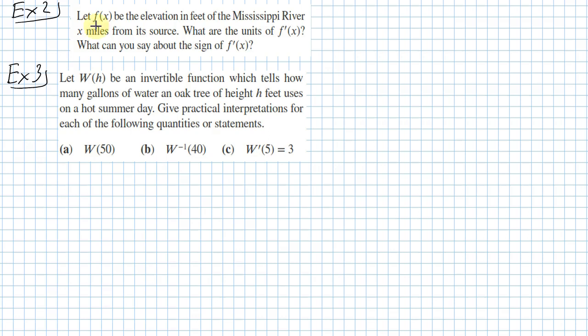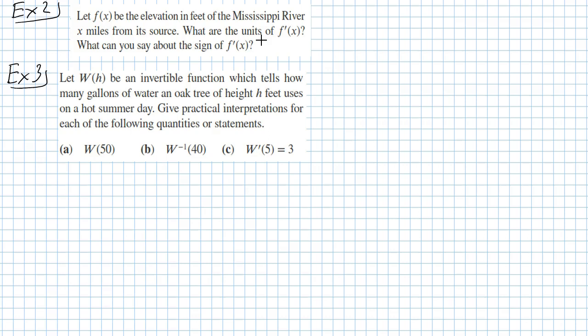So f of x represents the elevation in feet of the Mississippi River, x miles from its source. What are the units of f prime of x? So is it miles or feet or whatever? And what can you say about the sign of f prime of x? Is f prime positive or negative, or no idea?